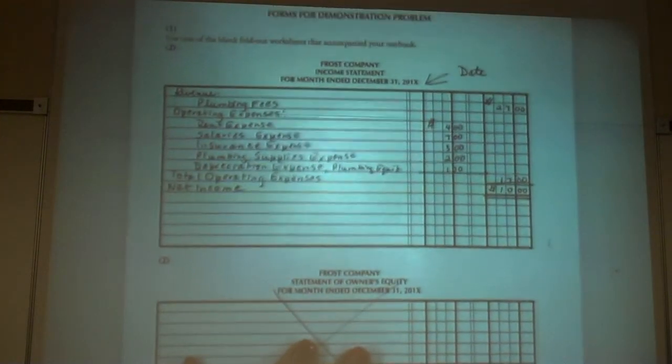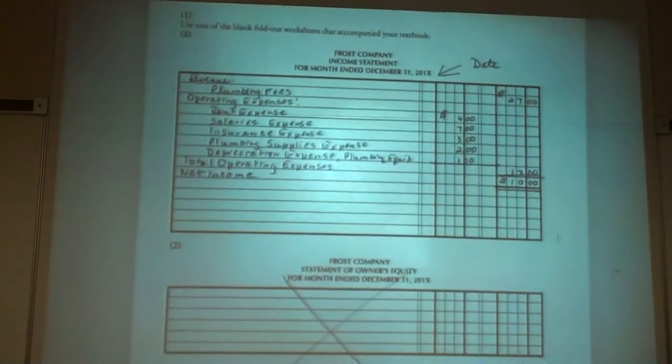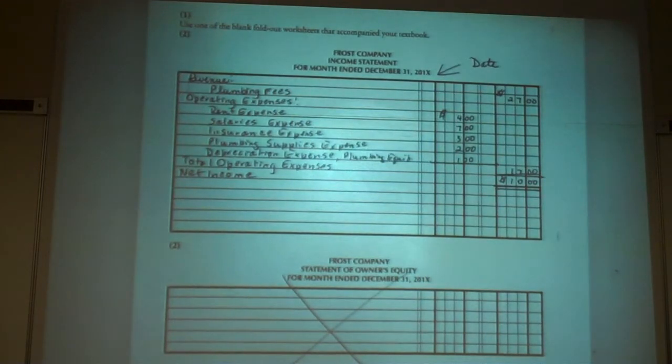All right, I gave you the sheets for the income statement, the statement of owner's equity, and the balance sheet. This is not anything new. We've been preparing these since chapter 1. So you can either copy this down if you want to. I'm not going to just do it line by line.